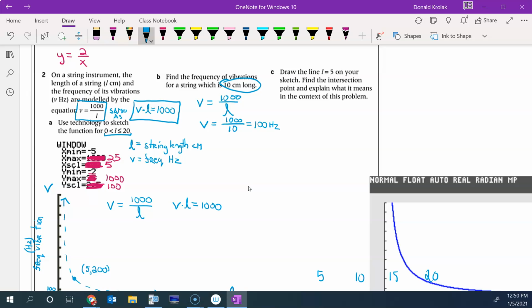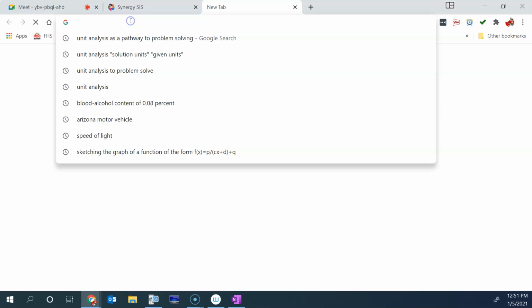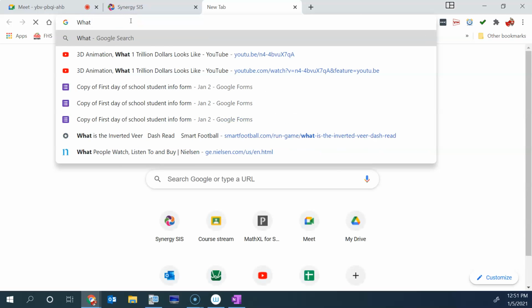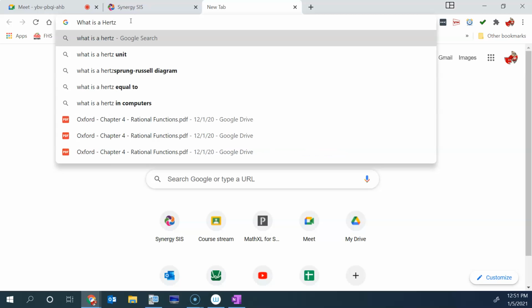Do you guys know what a hertz is, other than a car rental company? It's what? Go ahead, Ryan. For measuring sound. Like sound waves? Yes, I think it's something like that. Let's see. What's a hertz? What is a hertz unit?